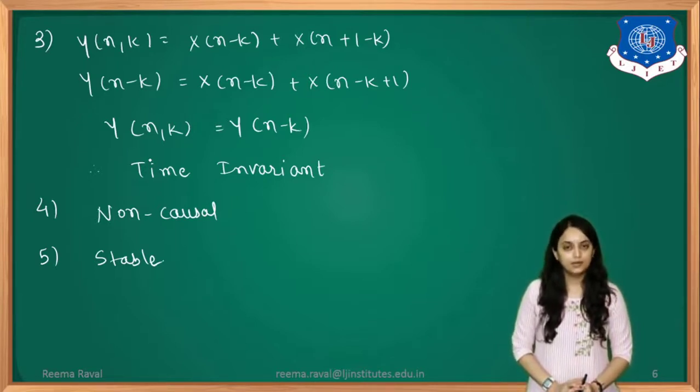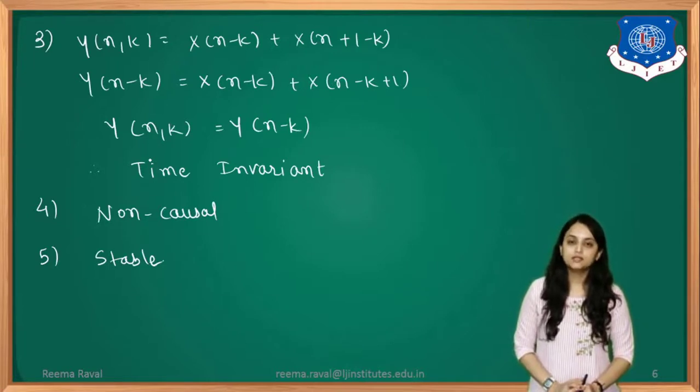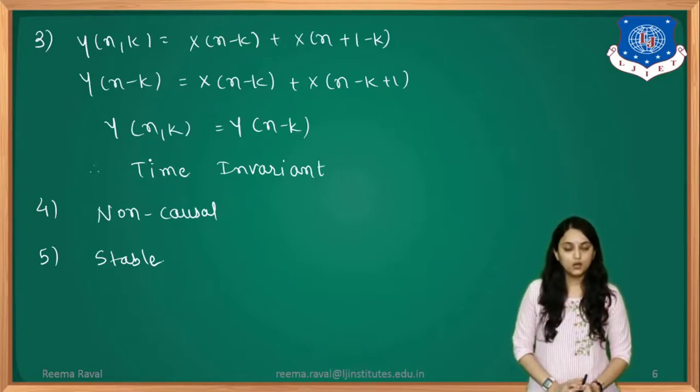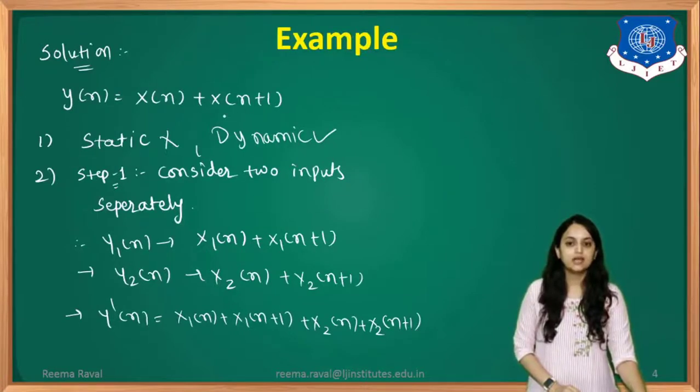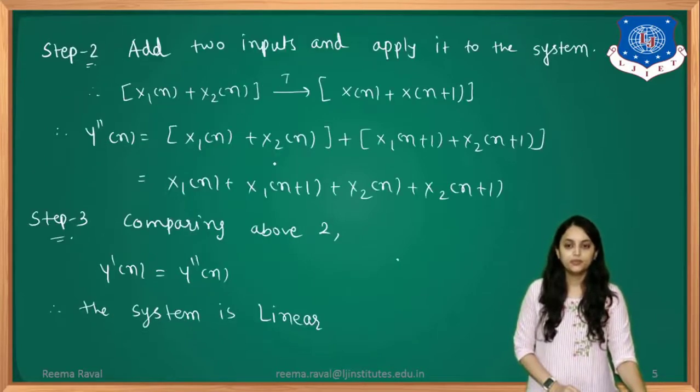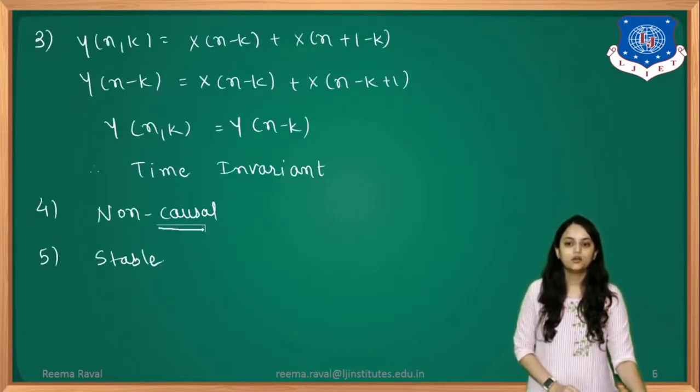Now next property. That means whether the system is causal or non-causal. So we know the concept of causal system. It states that if the system depends on present or past values, it is a causal system. If it includes any of the future values, it will become a non-causal system. So here we have n plus 1 in the system function, that is x of n plus 1. So it indicates that it has the future samples. So we can say that the system is non-causal.